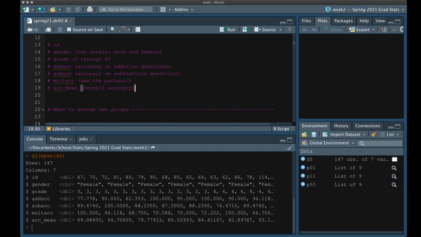It's broken down again by grades 3 through 8. And the only other variable is male and female. So that's what we're going to be focusing on today: we're going to be looking at gender differences in this math accuracy.